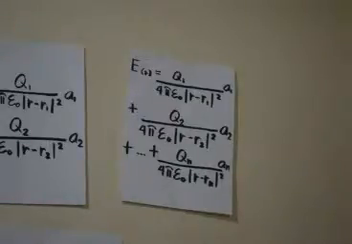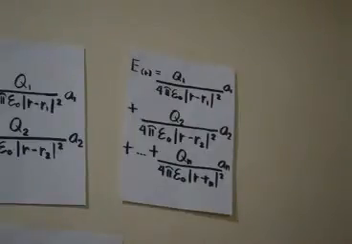If we add more charges at other positions, the field due to n point charges is E of R equals Q sub 1 over 4 pi times the permittivity constant times the absolute value of R minus R sub 1 squared times a sub 1, plus Q sub 2 over 4 pi times the permittivity constant times the absolute value of R minus R sub 2 squared times a sub 2, plus and so on, plus Q sub n over 4 pi times the permittivity constant times the absolute value of R minus R sub n squared times a sub n.